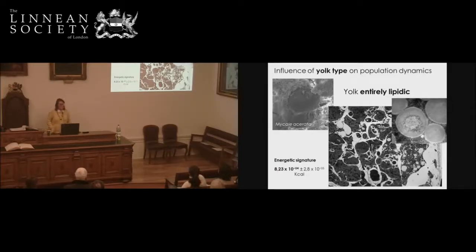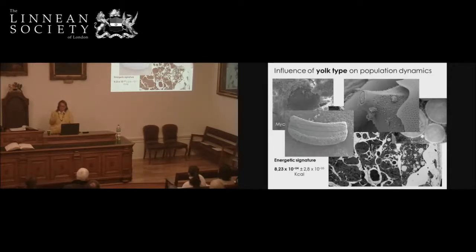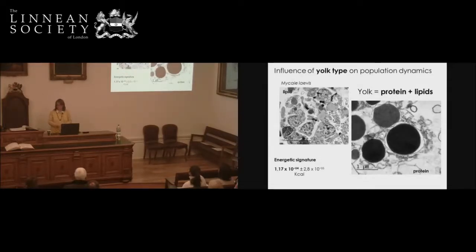So in Mycale acerata, all the yolk is lipidic. Like, there is not a single protein platelet in Mycale acerata. So I don't know how they do it. I think what they are doing is they are ingesting, or digesting, a lot of diatoms, which are very full of lipids, and this is how they get all this material to make their yolk. And we calculated the energetic signature at 8.23. I don't even know how to say this number in English, but you see it, right? 8.23 something kilocalories.